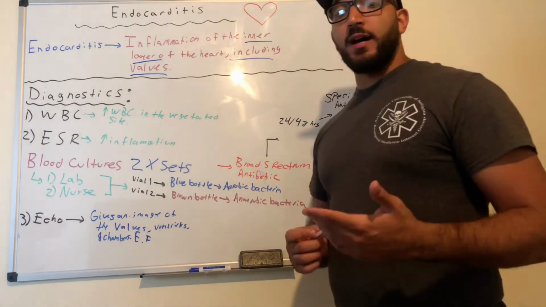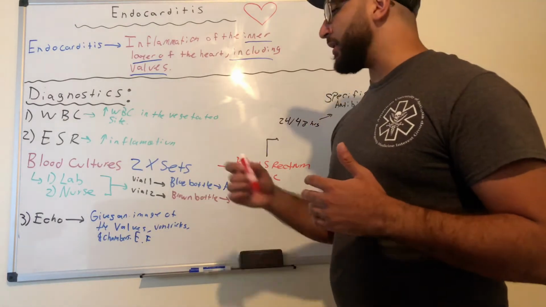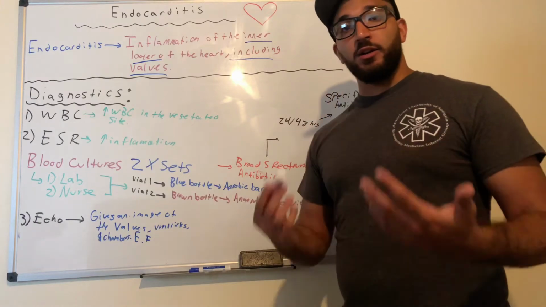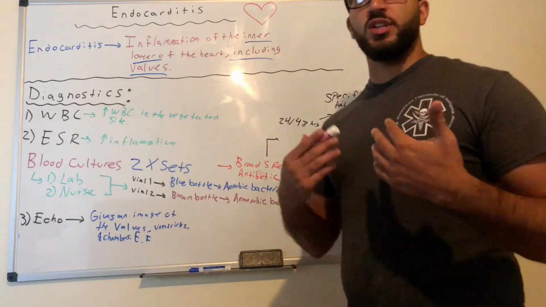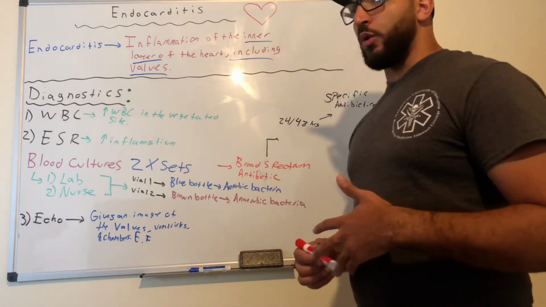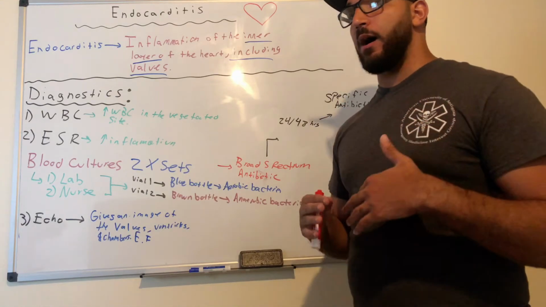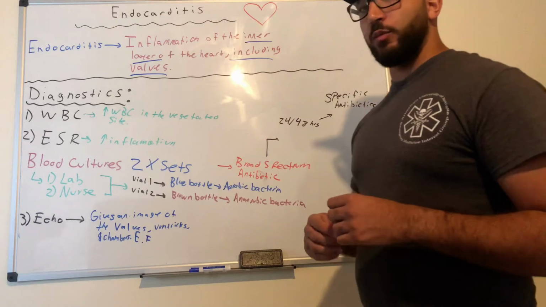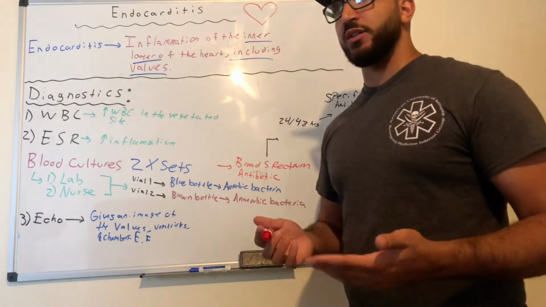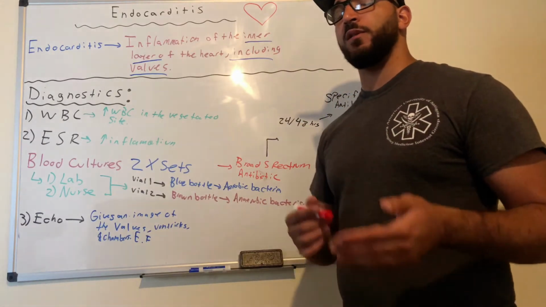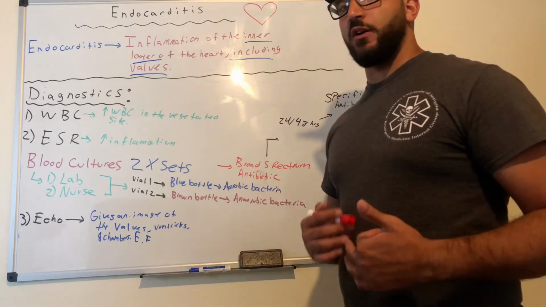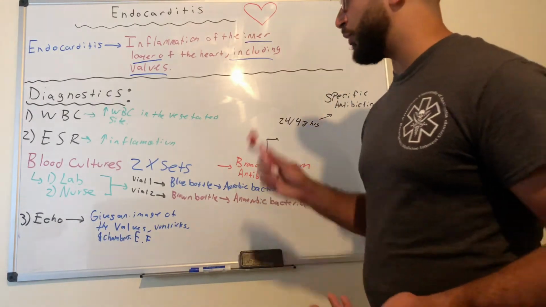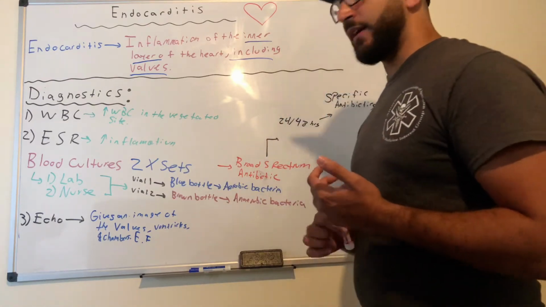The third diagnostic, which is considered to be an imaging, is an echocardiogram. It's going to give a clear image of the valves, the ventricles, and the chambers of the heart. We want to know how bad the vegetation is. We also want to know about the ejection fraction, especially since congestive heart failure is a complication of endocarditis. So we definitely want to know that.